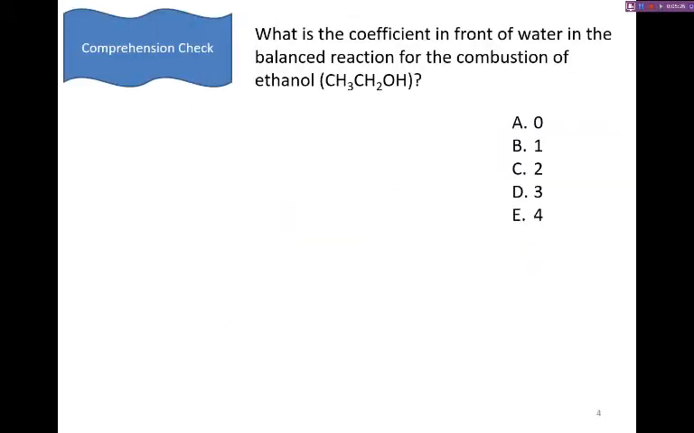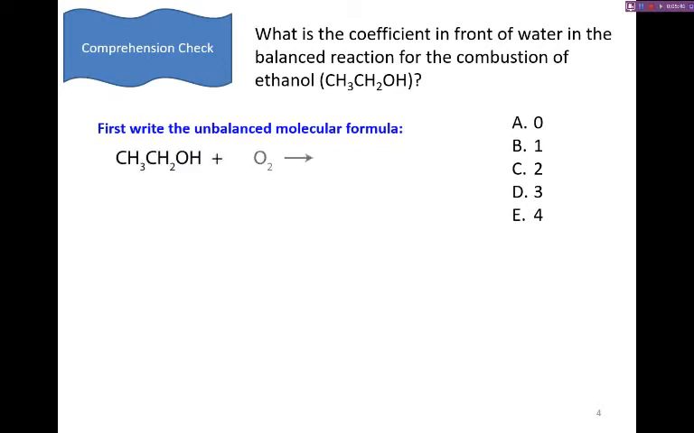So let's now try a problem. What's the coefficient in front of water in the balanced reaction for the combustion of ethanol? First thing you want to do is write out the unbalanced molecular formula. That's going to be ethanol plus oxygen, and because it's an organic, we're going to yield CO2, carbon dioxide, and water.